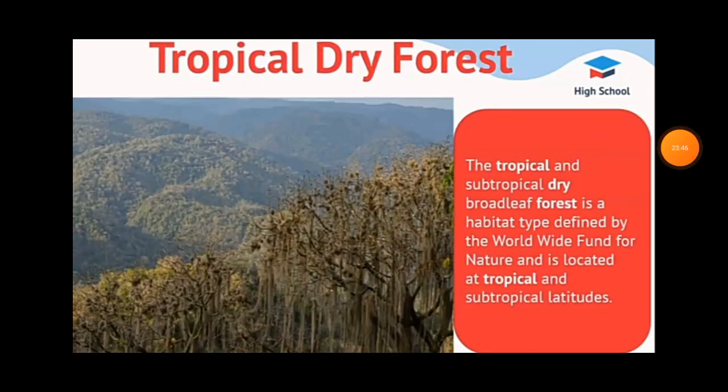Tropical dry forest. These are found in the areas with 50 to 100 centimeters annual rainfall. These are found in Rajasthan, Haryana, Punjab, Uttar Pradesh, Madhya Pradesh and so on. The important species are banyan, palas, bamboo, etc.